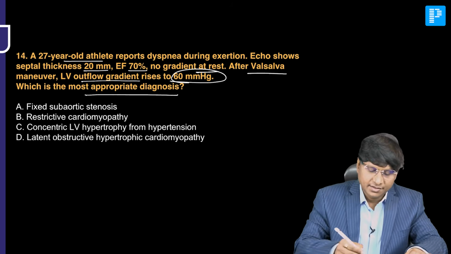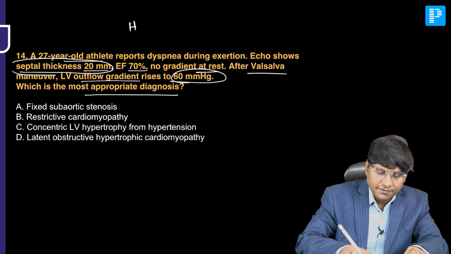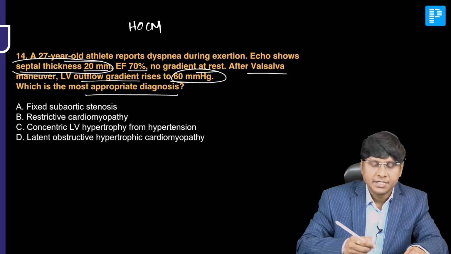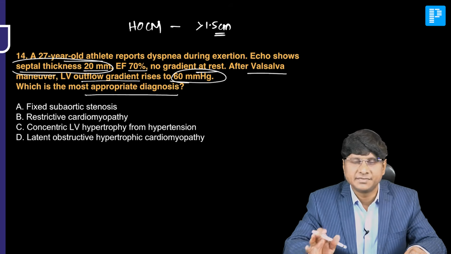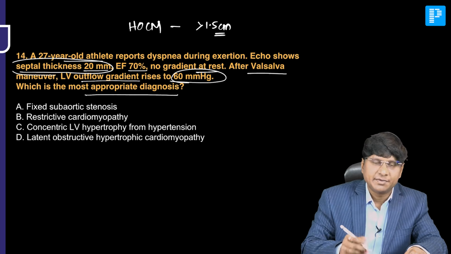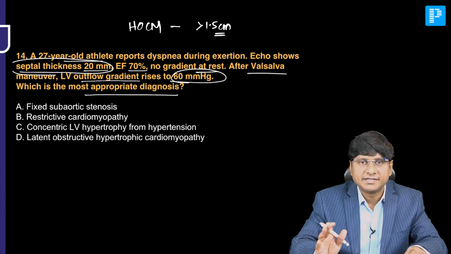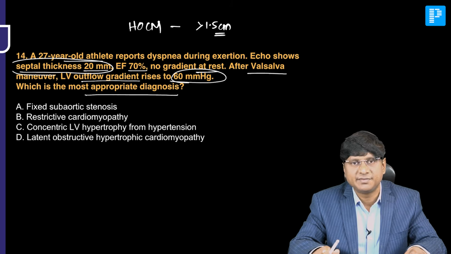So here the septal thickness is 20 millimeters. So this is suggestive of hypertrophic obstructive cardiomyopathy. Because in hypertrophic obstructive cardiomyopathy, the criteria is more than 1.5 centimeters or more than 15 mm. That is the criteria in case of the HOCM, right? But here it is 20 mm, definitely it is like your HOCM. But there is no gradient at rest. But upon doing Valsalva, the gradient has increased to 60 millimeters of mercury.